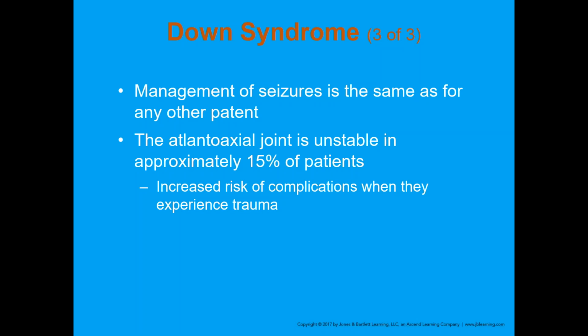Seizures, same thing. We're going to take care of them just the same. That atlantoaxial joint up there in the upper body is a lot more unstable. So they run a higher risk of having spinal cord injuries, paralysis, difficulty walking, all that due to that unstable joint.